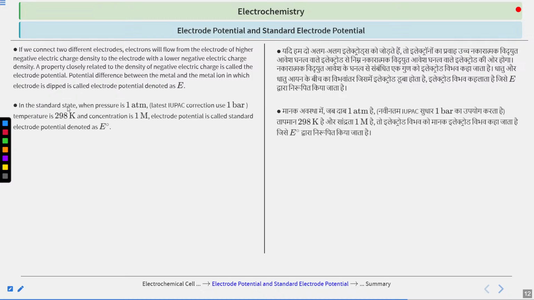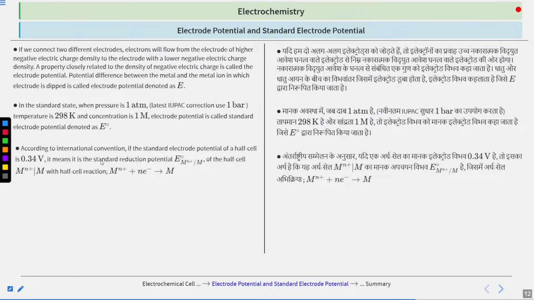Okay. Now if I talk about the standard state, when the pressure is 1 atm, the temperature is 298 Kelvin, and the concentration is 1 molar, then the electrode potential of that cell is represented with the help of E naught. Okay, you must have seen this multiple times, E naught. So this is basically the standard condition, meaning the electrode potential of the given metal at standard condition. So according to the international convention, if the standard electrode potential of a half cell is 0.34, it means it has a standard reduction potential for this reaction.